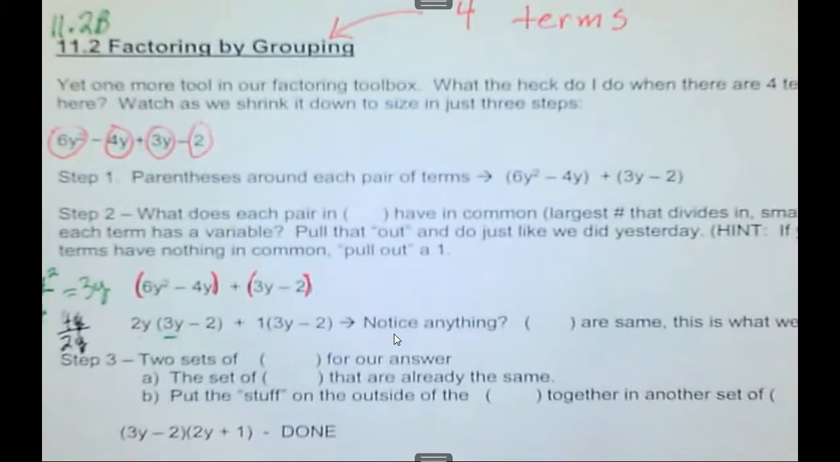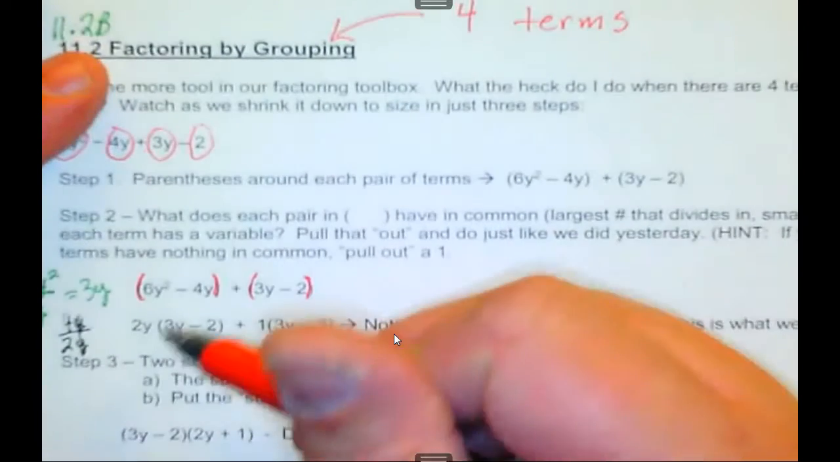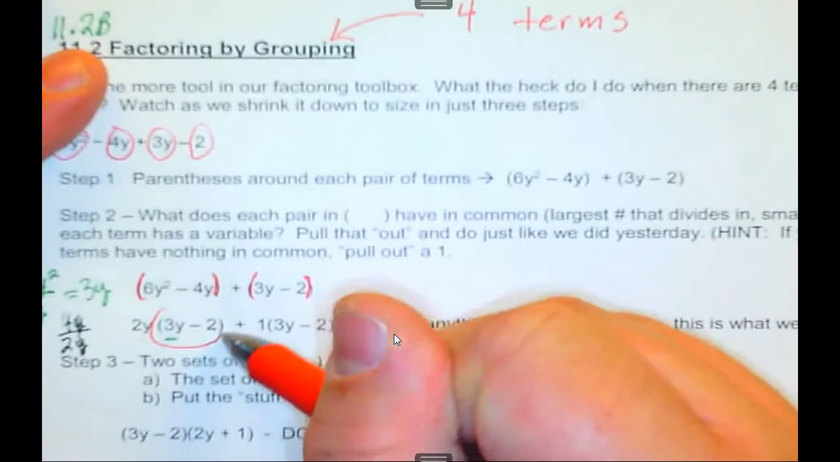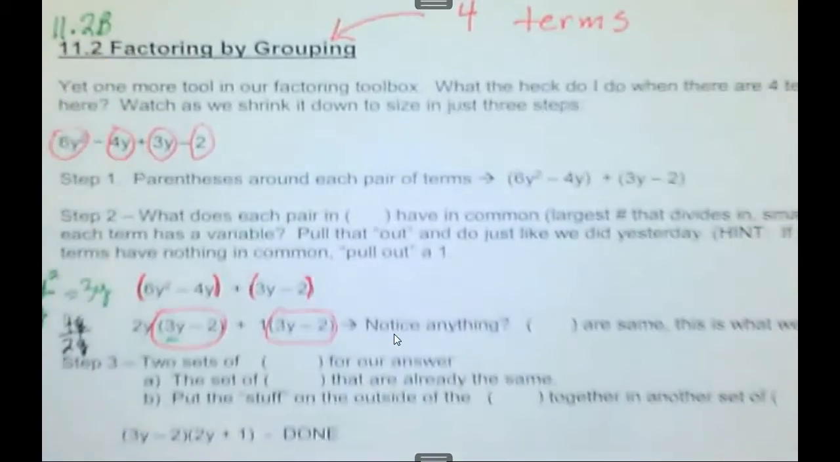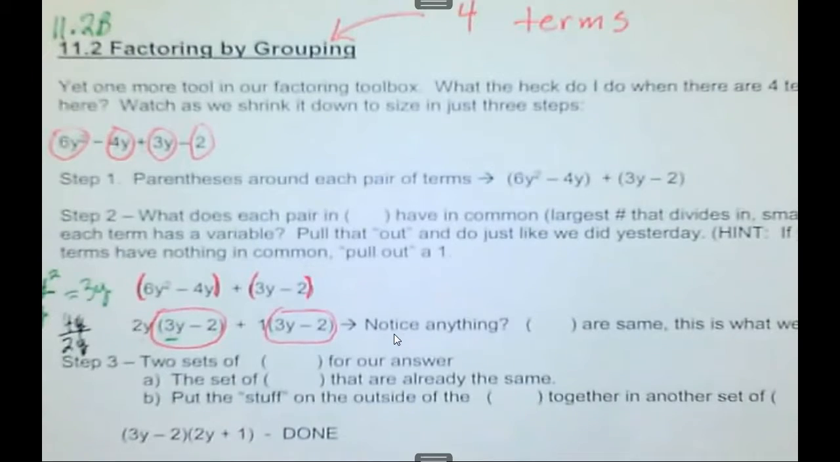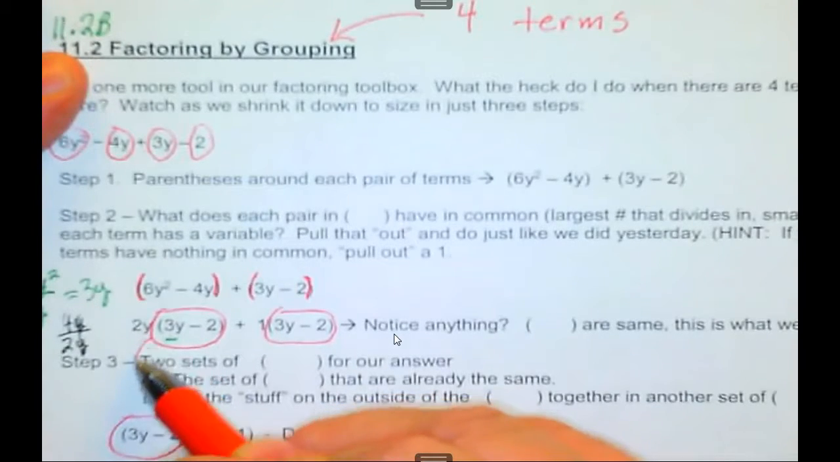Now, there's a reason why I group them and then take the greatest common factor out, or undistribute them. Because look what happens here. What do you notice? The quantities I get in both of them are the same, right? So that becomes one of my factors: 3y minus 2.